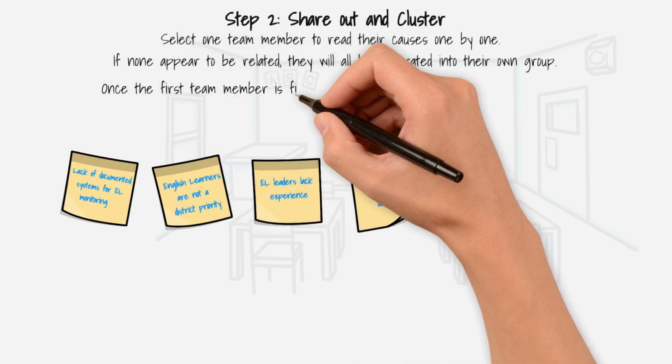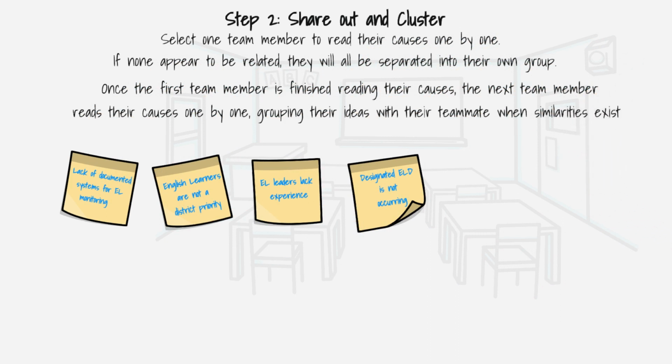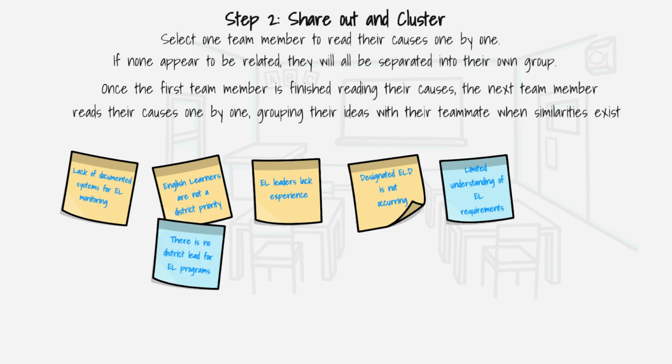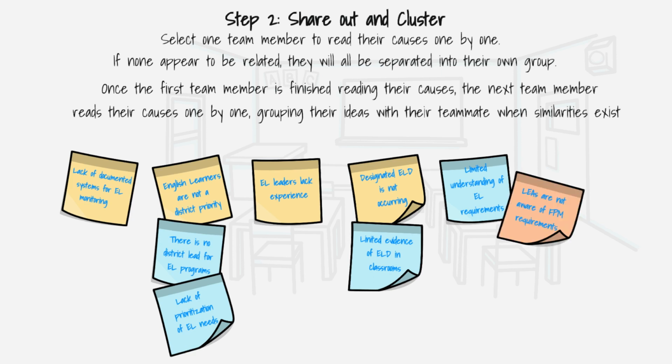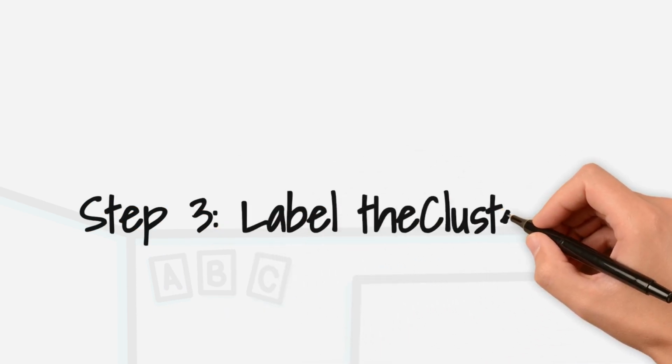When the first team member is finished reading their causes, the next team member reads their causes one by one and groups their ideas with their teammate when similarities exist. The second team member in our example is using blue Post-its. The first cause, limited understanding of EL requirements, went into its own group, but the team felt that the second cause, there is no district lead for EL programs, was similar to the yellow Post-it, English learners are not a district priority, so they were grouped together. We can see how the rest of the causes were grouped together as the second and third teammate presented their ideas.